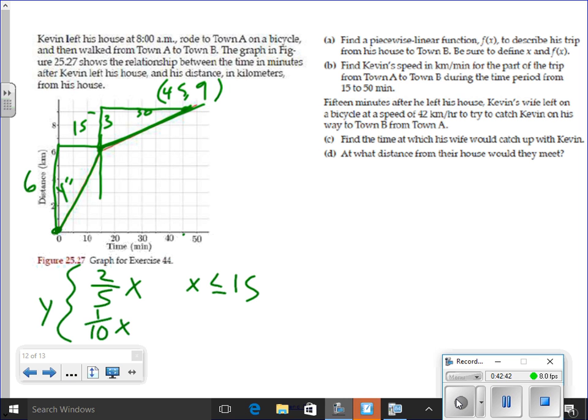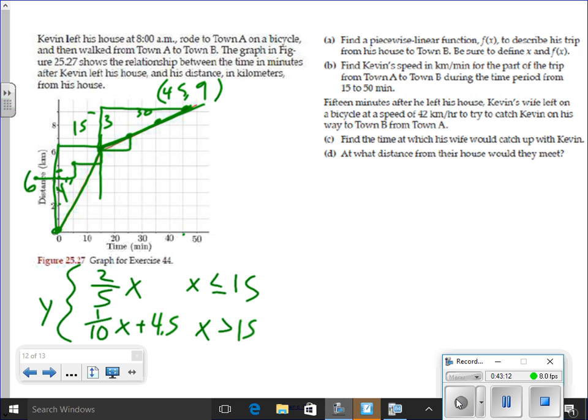And this would have a y-intercept of, it's going down 1 over 10, down 1 over 10, would put it right in the middle. So that's 2, 3, 4.5. So 1/10 x plus 4.5 for x values greater than 15.